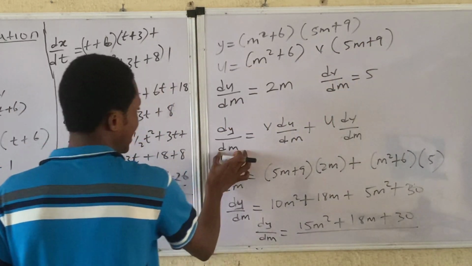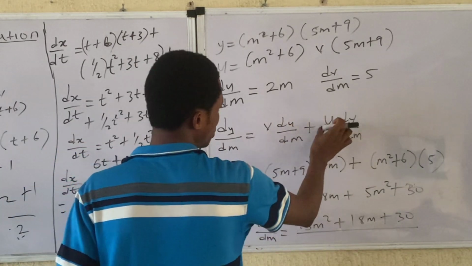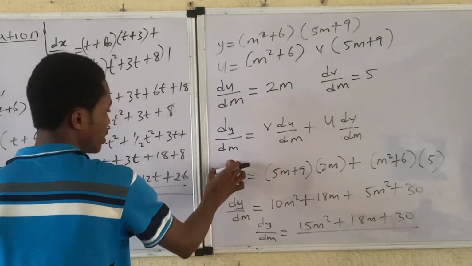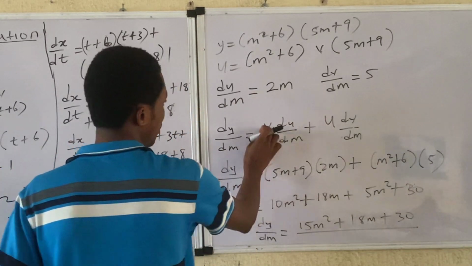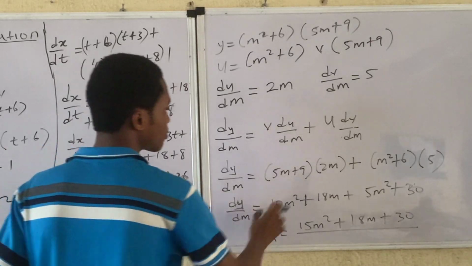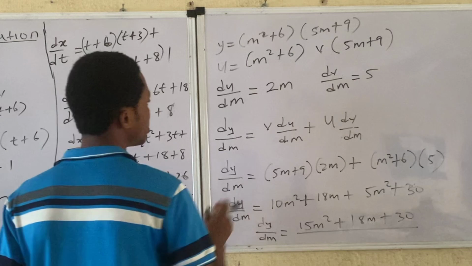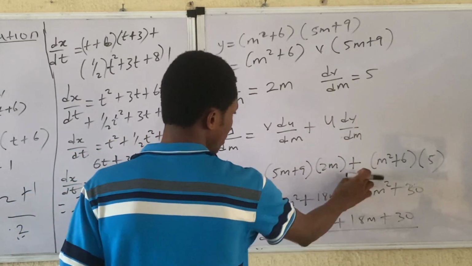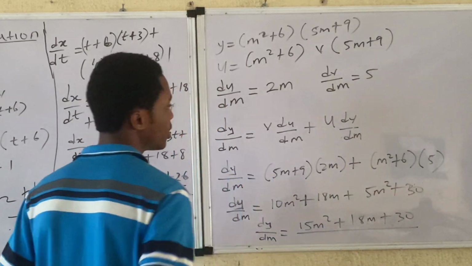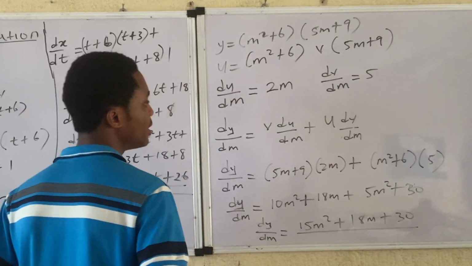dy/dm equals v du/dm plus u dv/dm. dy/dm equals, where is our v? Our v is 5m plus 9. What is our du/dm? Our du/dm is 2m. See, because where is our u? Our u is m squared plus 6. Where is our dv/dm? Our dv/dm is 5.